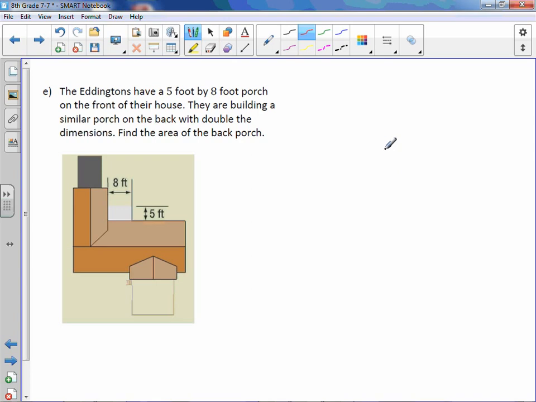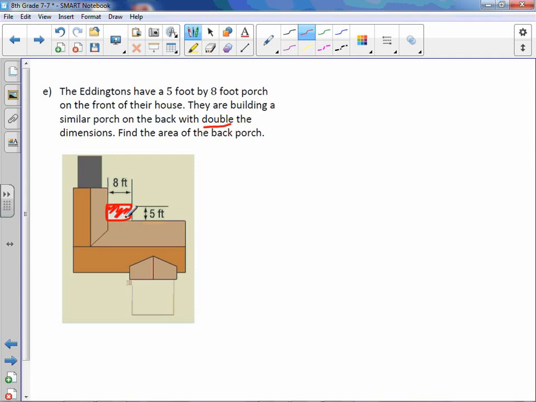The Eddingtons have a 5-foot by 8-foot porch on the front of their house. They are building a similar porch on the back with double the dimensions. Find the area of the back porch. Now on your worksheet it's a little hard to see, but your porch, I want you to trace over it. Your porch is right here. On this screen it's a little bit lighter in color, just didn't copy well on the papers. So this is your porch right in here.